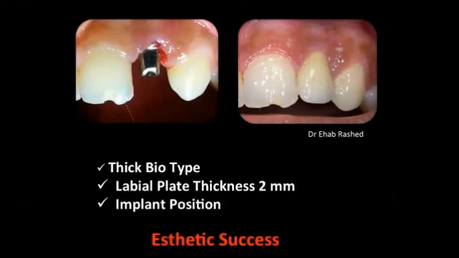If we look at the papilla on the mesial side, distal side, also on the facial side of the crown on the implant, you can see it is all maintained at one level. No recession, everything looks quite healthy.